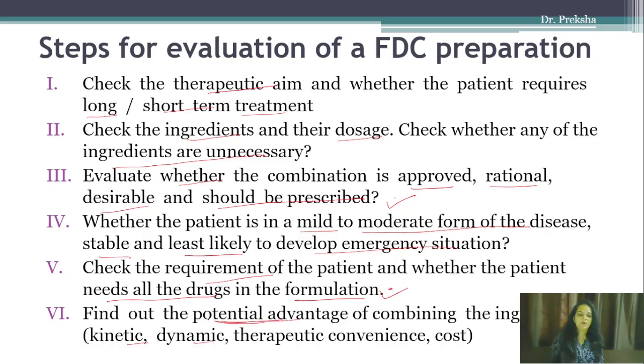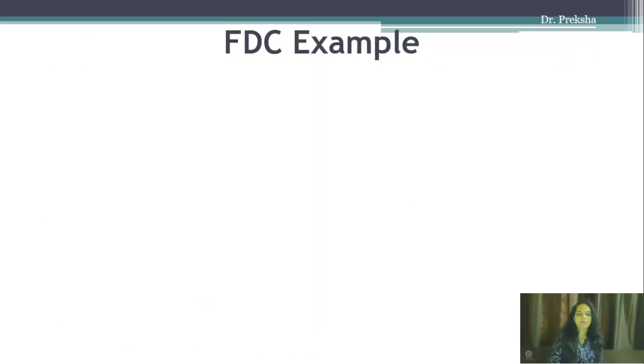Sixth is to find out the potential advantage of combining the ingredients in terms of pharmacokinetic, pharmacodynamic or therapeutic advantage, convenience or cost. If any of these advantages is present, then you can prescribe that FDC to the patient. So these are the steps for evaluation of an FDC preparation. Now let us discuss some FDC examples and whether they are rational or not.